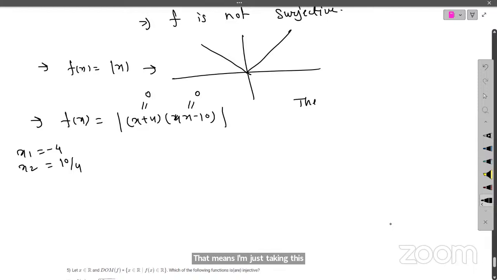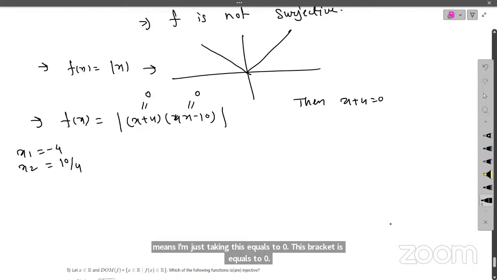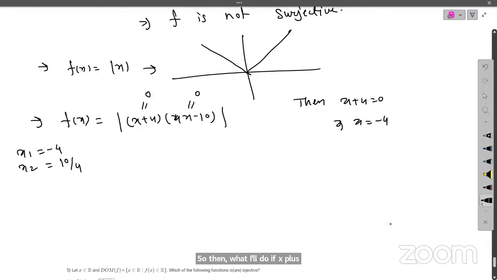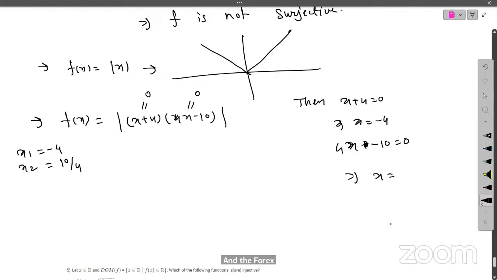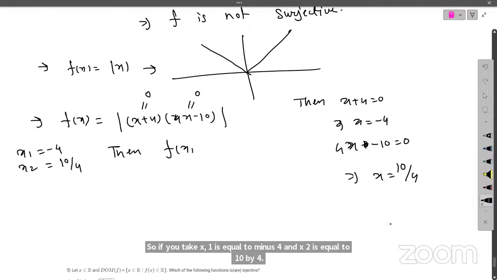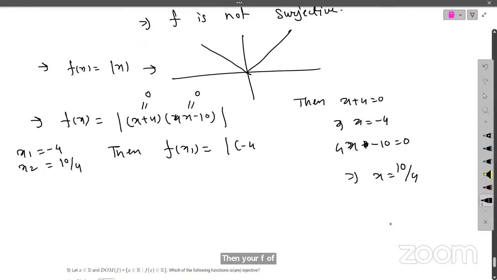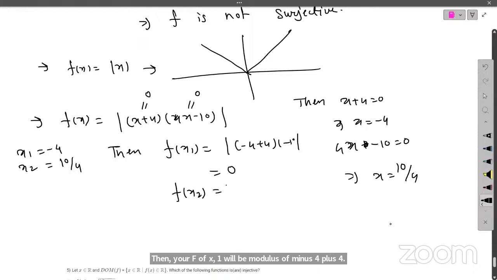So then what I'll get, if x plus 4 is equal to 0, it means x is equal to minus 4, and 4x minus 10 is equal to 0 implies x is equal to 10 by 4, right? So if you take x1 equal to minus 4 and x2 equal to 10 by 4, then f of x1 will be equal to modulus of minus 4 plus 4, with this bracket and then mod. So that means this is equal to 0, and also f of x2 is equal to 0.